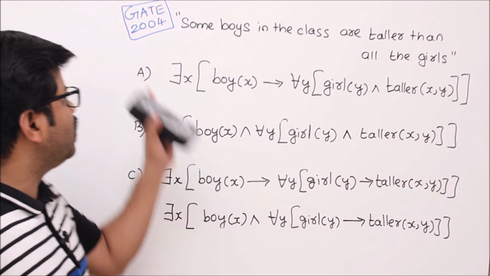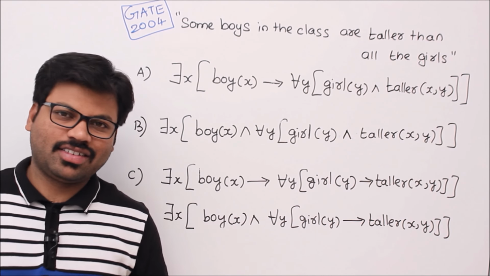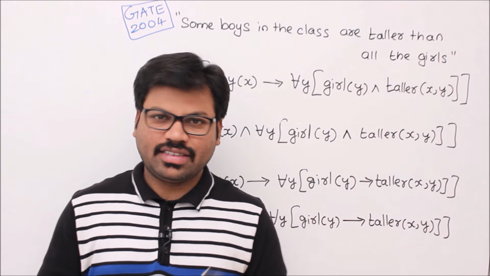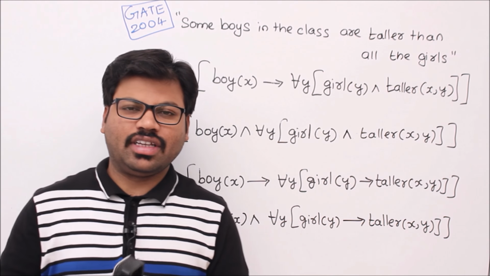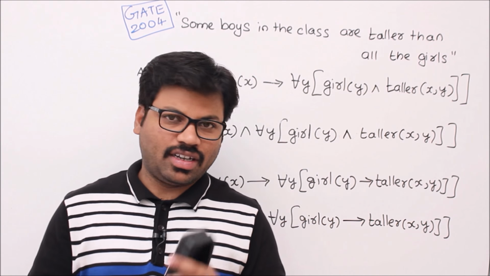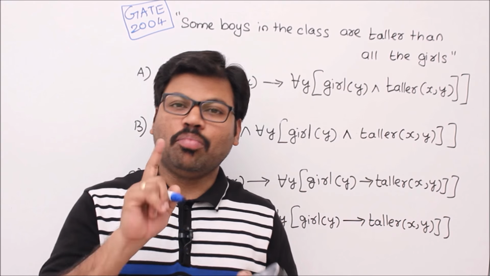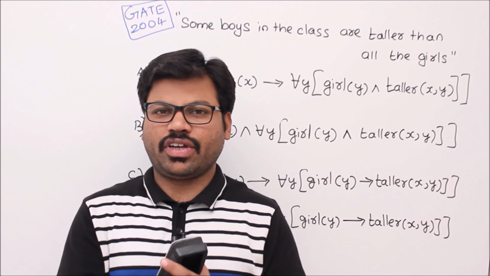Let's see one more problem which was asked in 2004. Some boys in the class are taller than all the girls. Is it not like some cats are intelligent? Some cats are intelligent: there exists x, cat of x and intelligent of x. In the same way, some boys are having a property called taller than all the girls. Then there exists x, boy of x and the remaining property, boy of x and property of x.